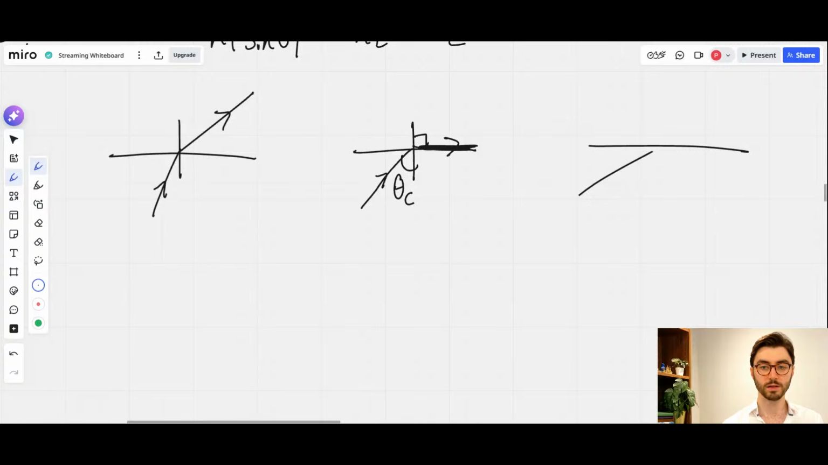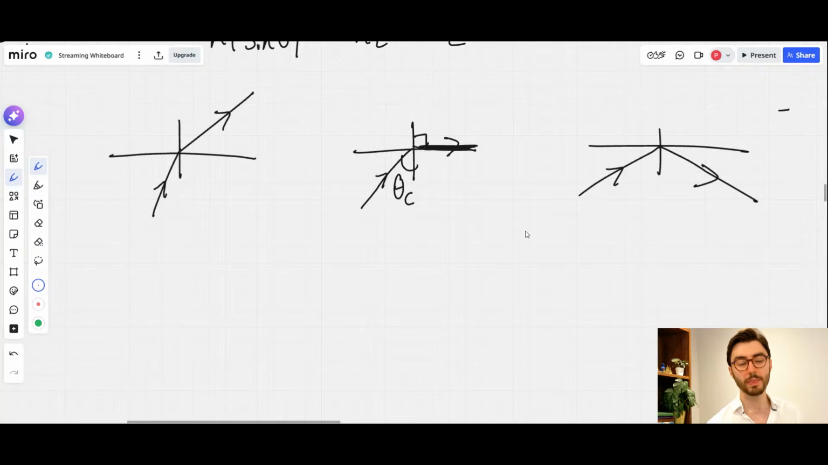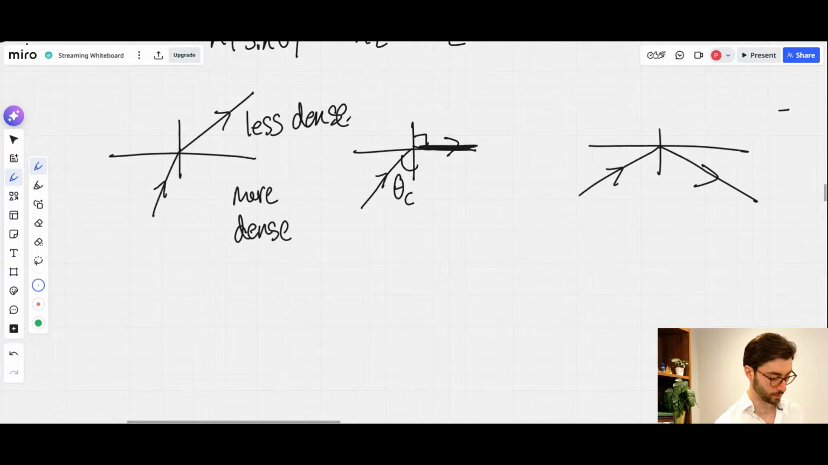And then if we go beyond that, then it totally internally reflects because it cannot refract anymore. And that's when this is the more dense one going into the less dense one. And in this case, we can use Snell's law here to understand what's happening. N1 sine of the critical angle equals N2 times sine 90.